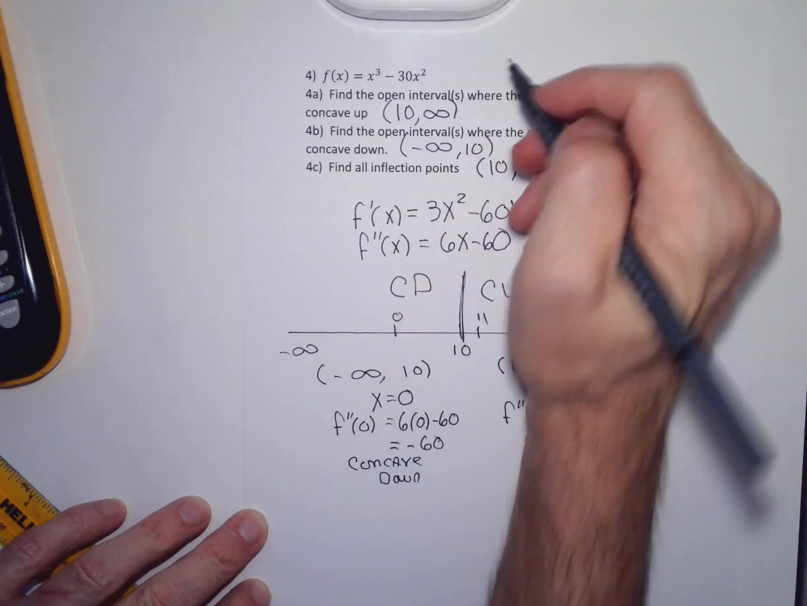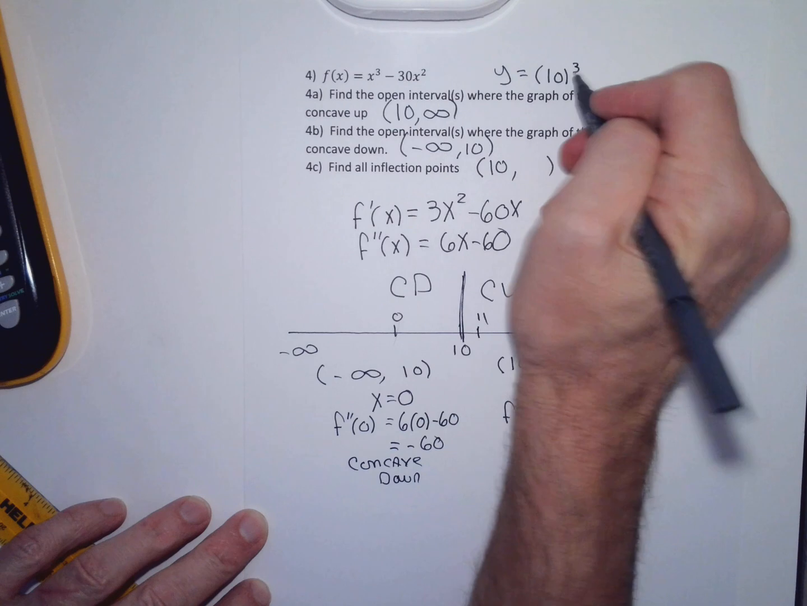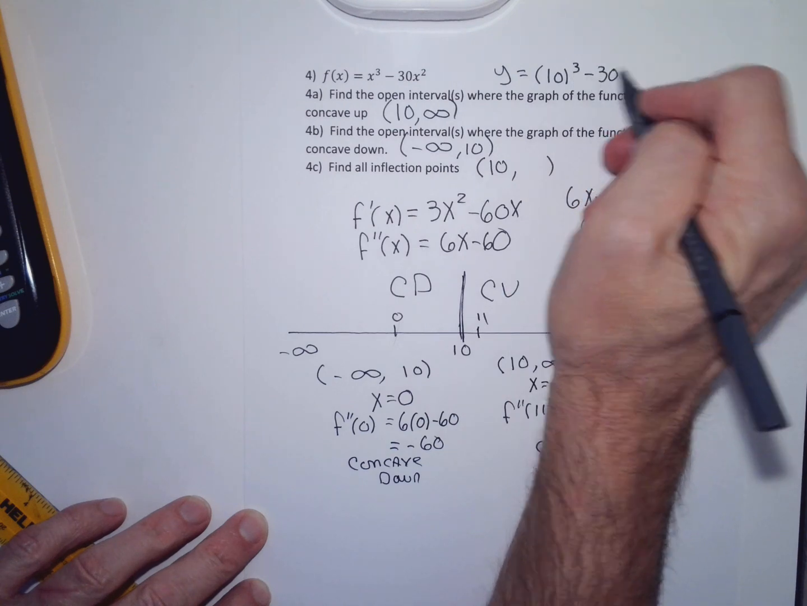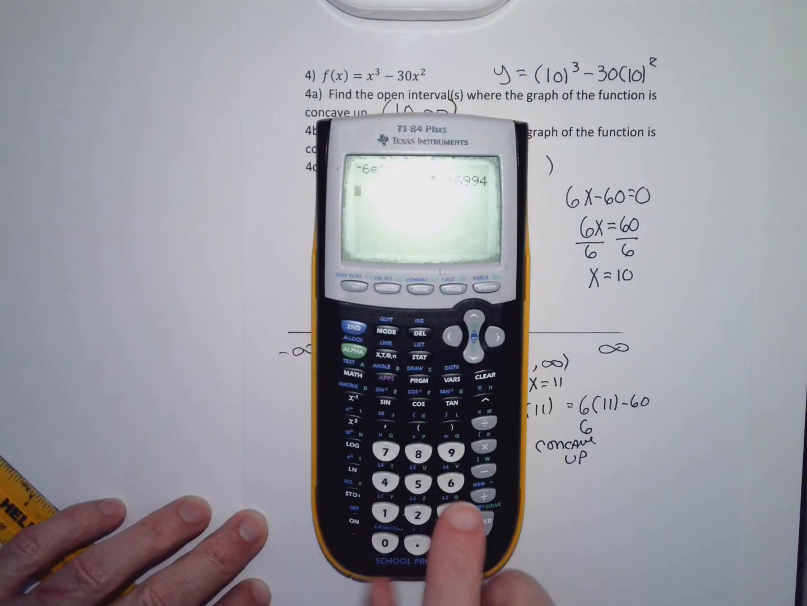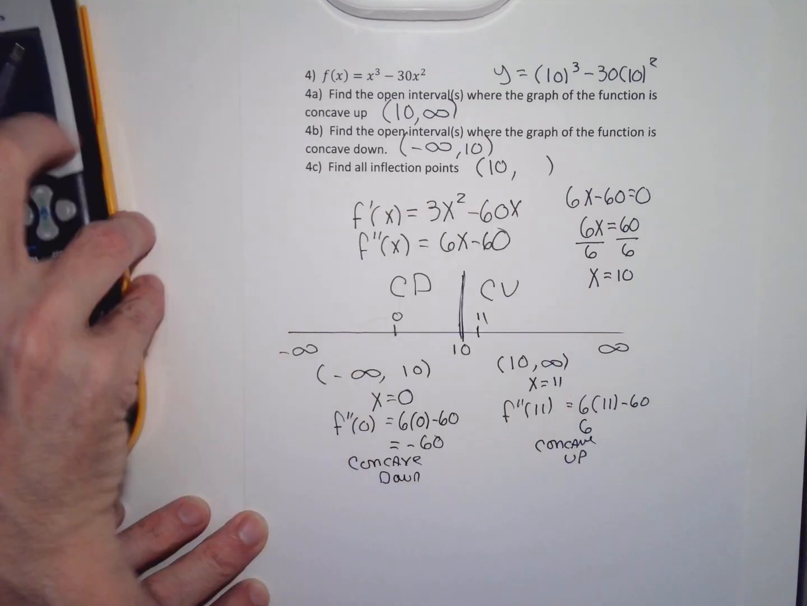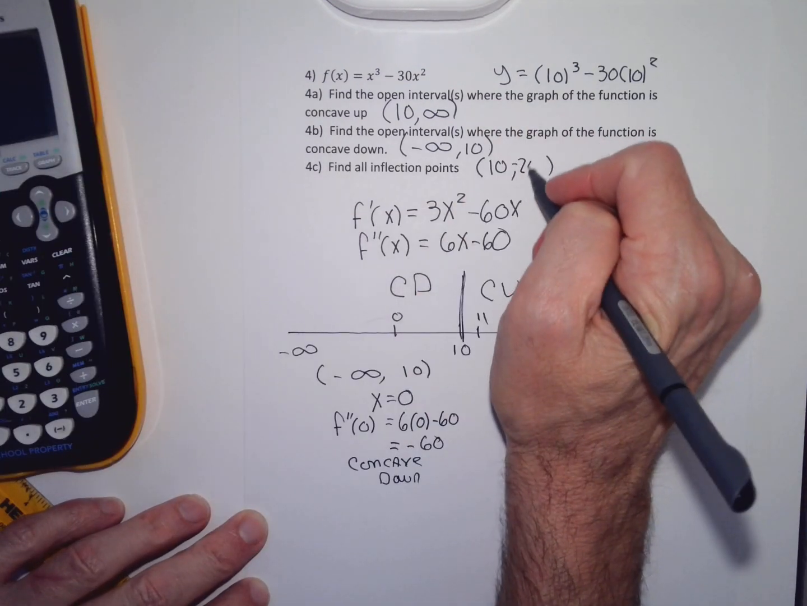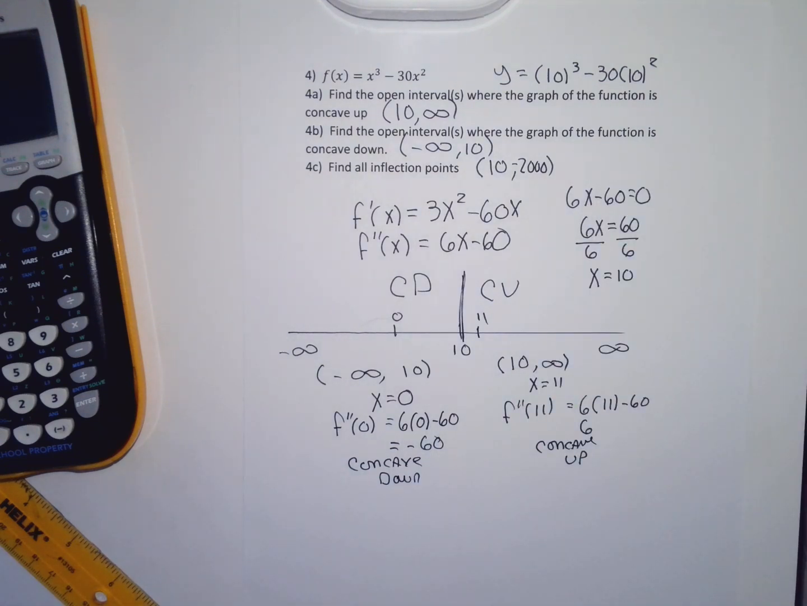Let me get the y coordinate. The y is going to be found by plugging in 10 to the original function, so it's going to be 10 cubed minus 30 times 10 squared, and I get negative 2,000. So my inflection point is the point 10, negative 2,000. That would be a nuisance to show on a calculator. I'd have to make my y min, probably like minus 4,000 to make it more clear. But that's everything for 4.